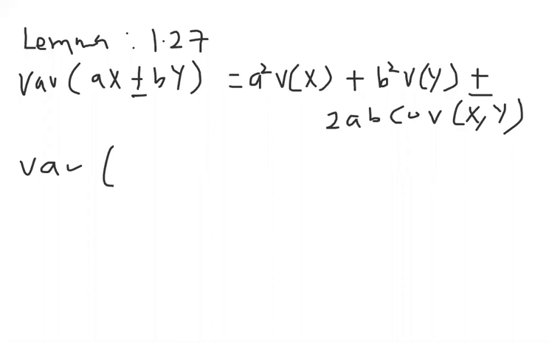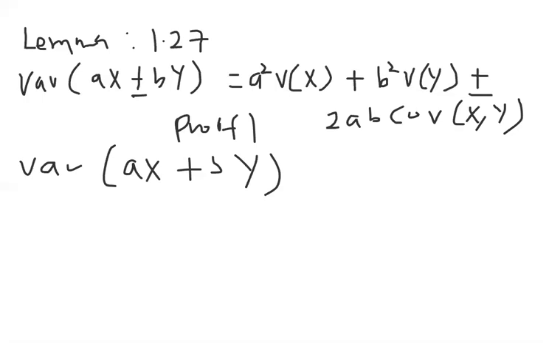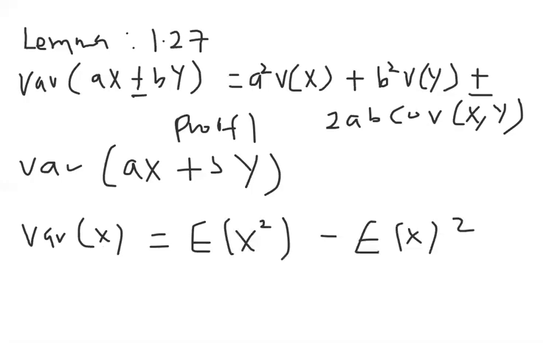So, proof: variance of aX plus bY. Okay. From our expression, we always know that the variance of X is equal to what? Expectation of X squared minus expectation of X all squared. Great, so that's the expression.